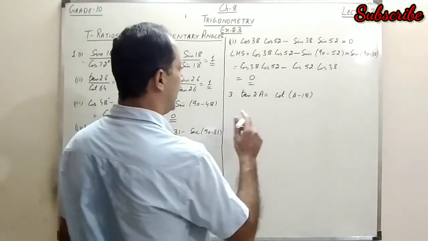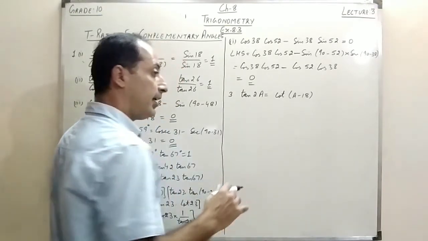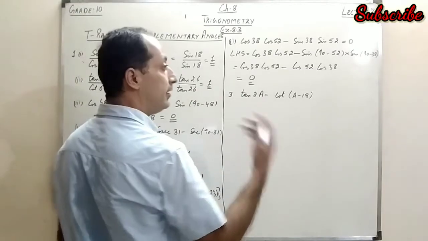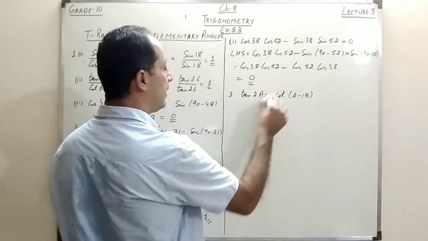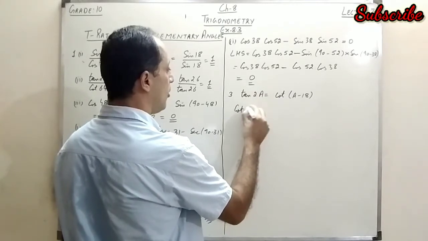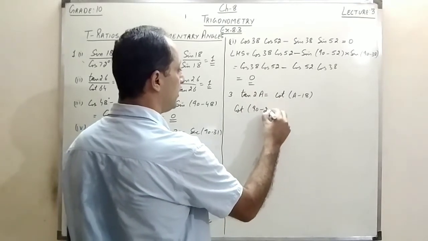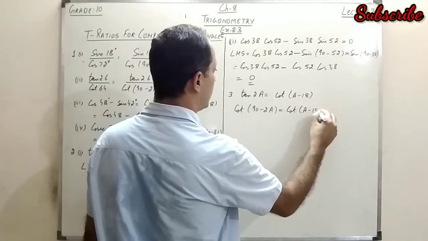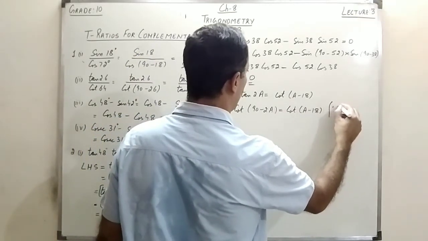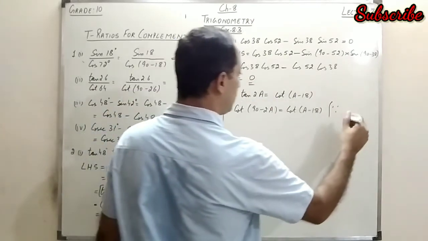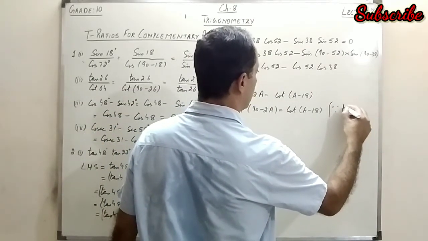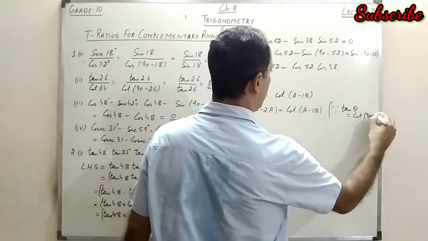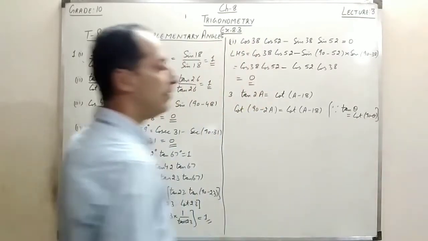Now I know the relation that tan A is equal to cot of 90 minus A, or tan theta is equal to cot 90 minus theta. So I can write this as cot of 90 minus 2A equals cot of A minus 18. I can write this because tan theta is equal to cot of 90 minus theta. So this is the reason.